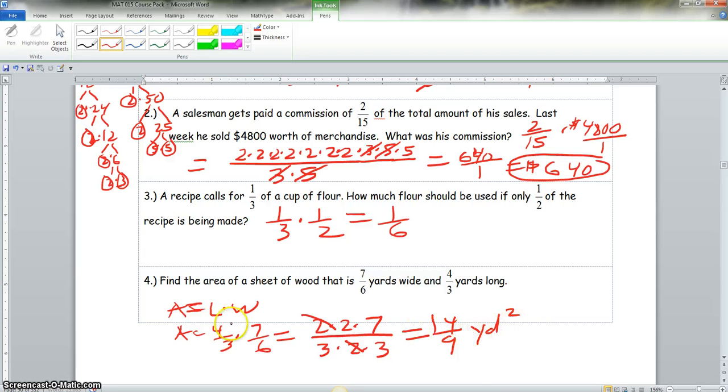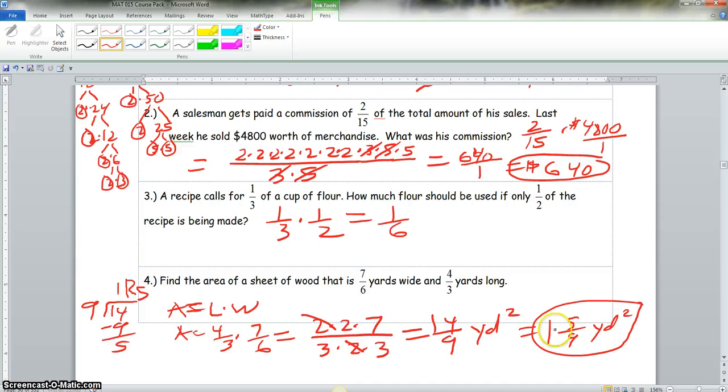Now if you want to write this as a mixed number, you could go off to the side and take 9 into 14, which goes once. You have a remainder of 5. So you could write this answer as 1 and 5/9 yards squared. And that's it. Either one is acceptable.